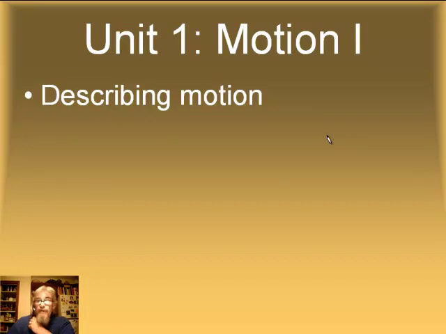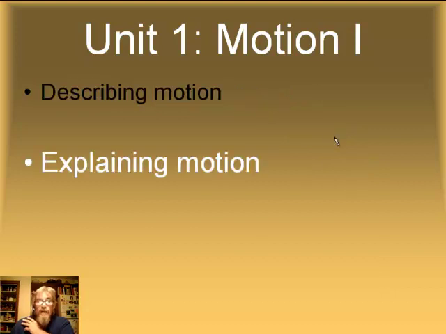Here's a rundown of how the class is going to go. Unit one, I've entitled Motion One. Motion is a pretty big topic. It's going to take us a lot of time. The first thing we're going to do is describe motion. We're going to find graphical ways, mathematical model ways of describing motion. So here's this ball, and this ball is rolling down this hill. How can we describe that in a precise way?